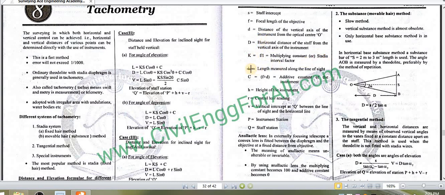K is the multiplying constant. L is the length measured along the line of sight. C is the additive constant. H is the height of instrument. R is the central hair reading, V is the vertical intercept, P is the instrument station, and Q is the staff station. So these are all the abbreviations which we have used in these formulas.